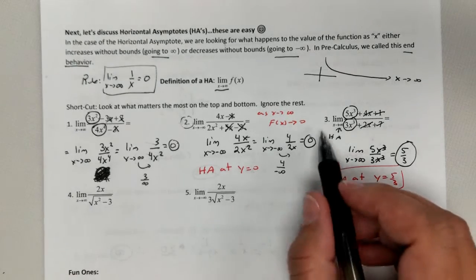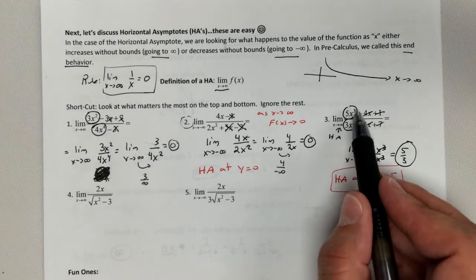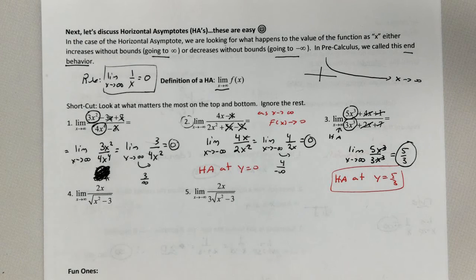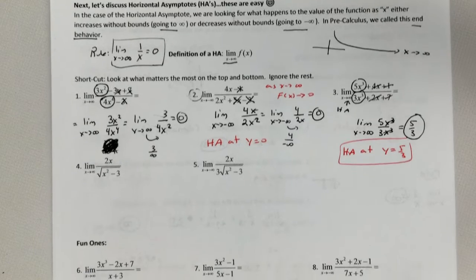Now, it's interesting. Remember last year in pre-cal, you said if the degrees were the same, you would just look at that ratio right there, which is what we're doing. All right. Here's the hard ones right now.